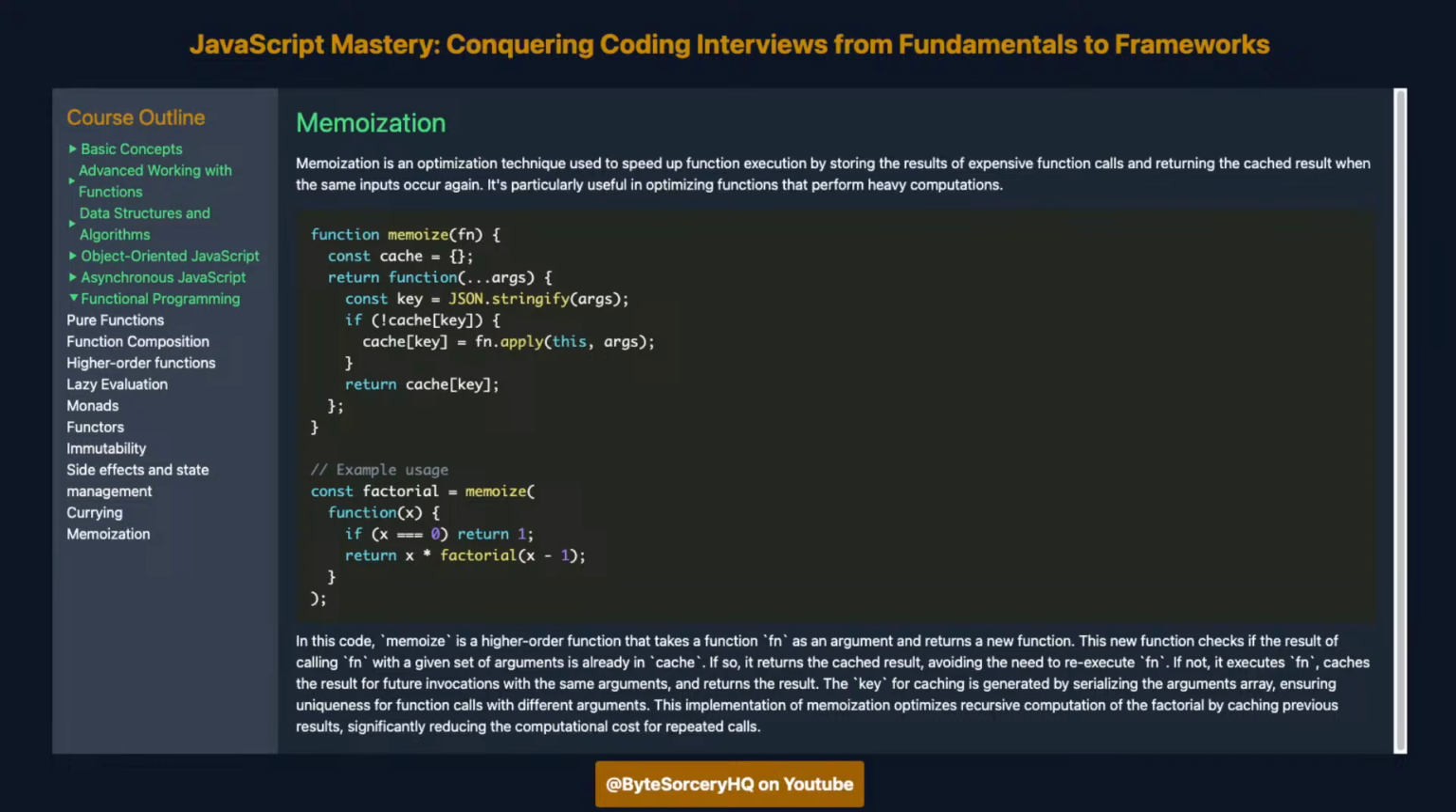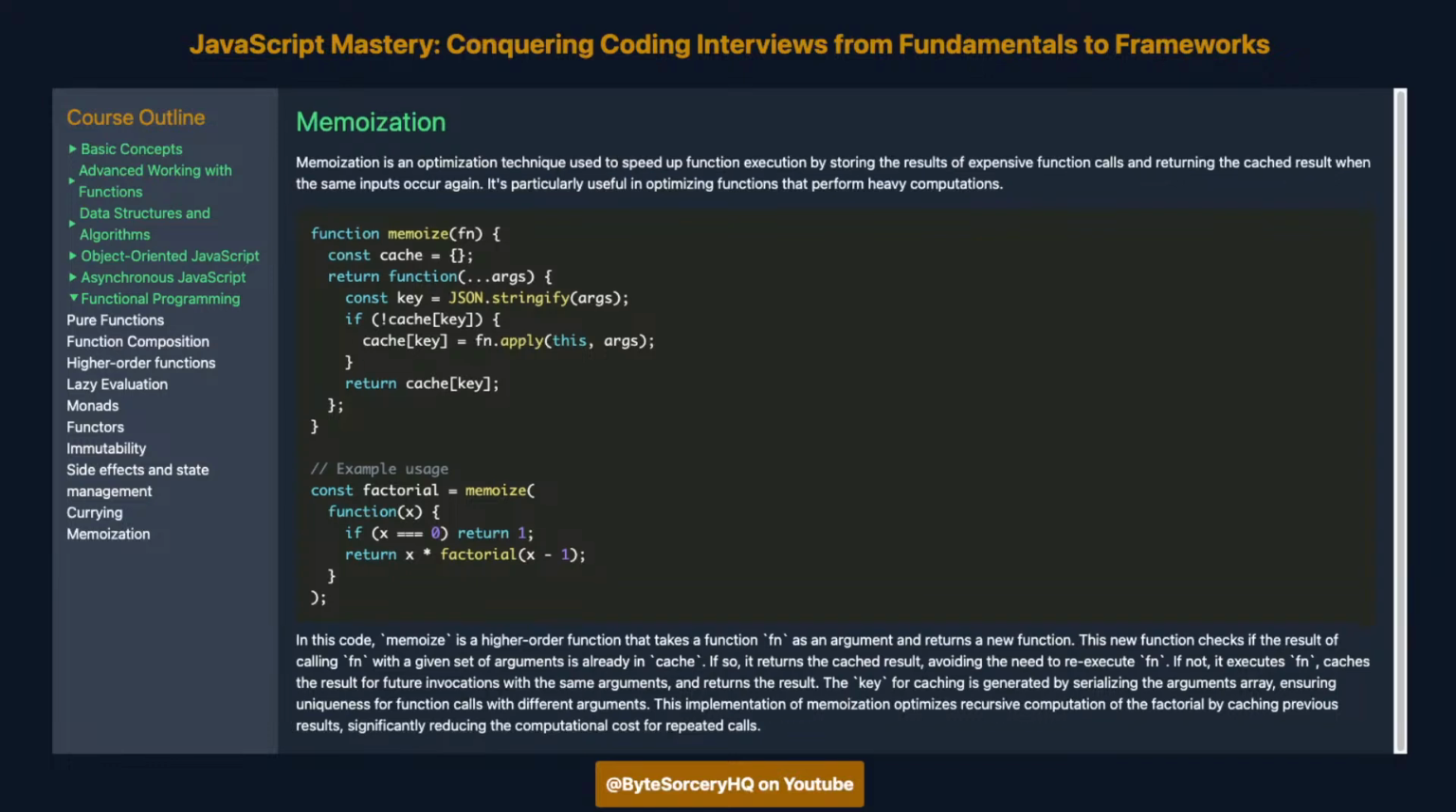The key for caching is generated by serializing the arguments array, ensuring uniqueness for function calls with different arguments. This implementation of memoization optimizes recursive computation of the factorial by caching previous results, significantly reducing the computational cost for repeated calls.